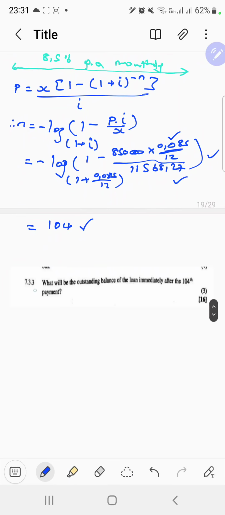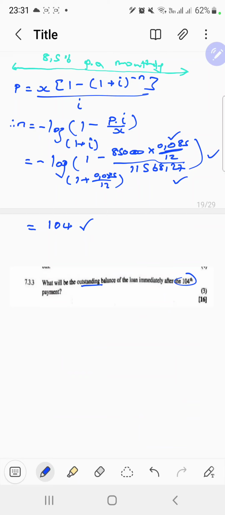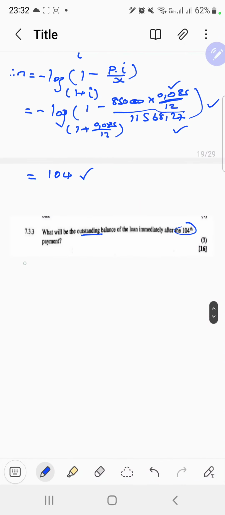Then now they say, what will be the outstanding balance in the loan immediately after the 104th payment? Which means it confirms we are correct about our calculation up there. Fine, the balance outstanding here, we know that there was a comma something. It tells us that we would not have paid in full that amount. In just 104, there will be something left. So let's find out. I prefer the future value formula for this. It makes a lot of sense for me.